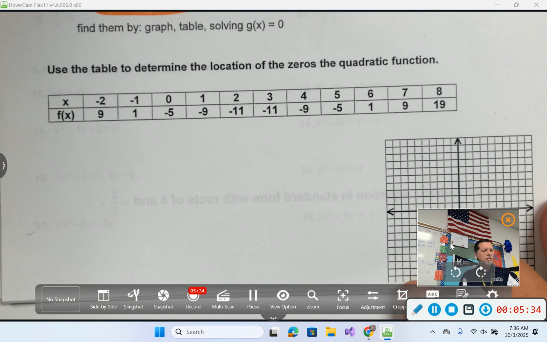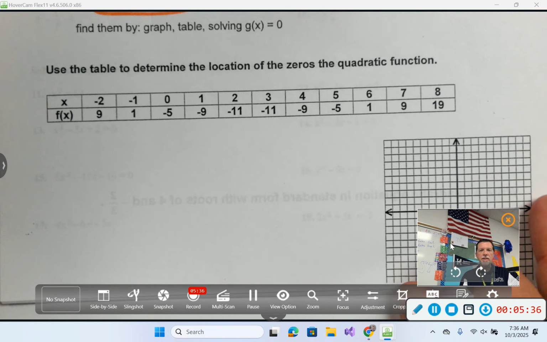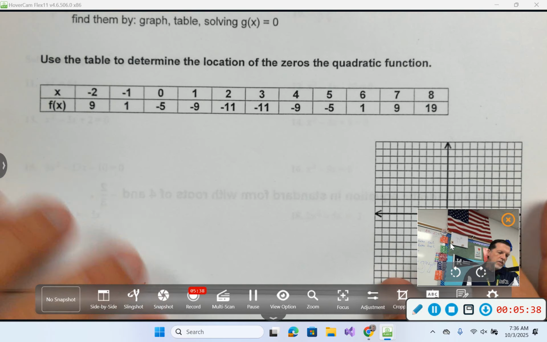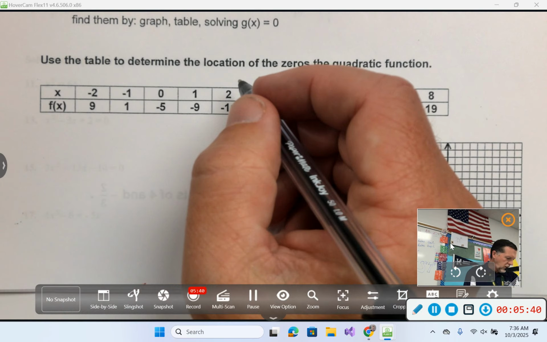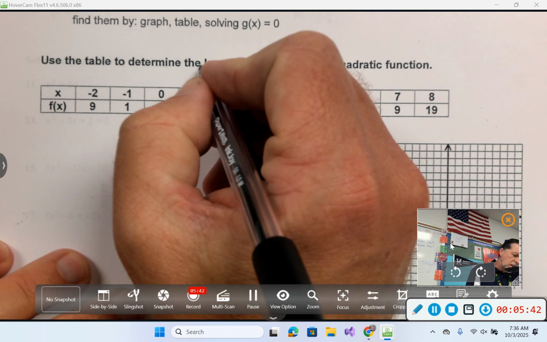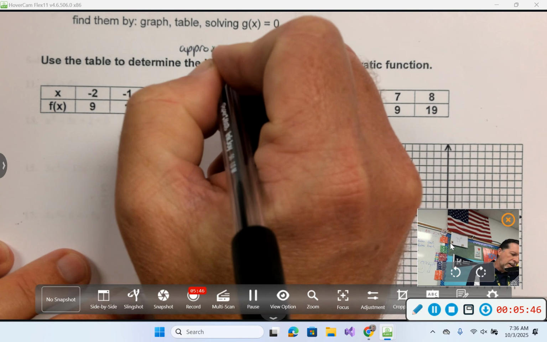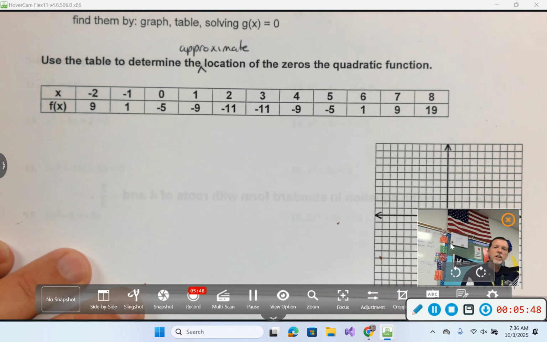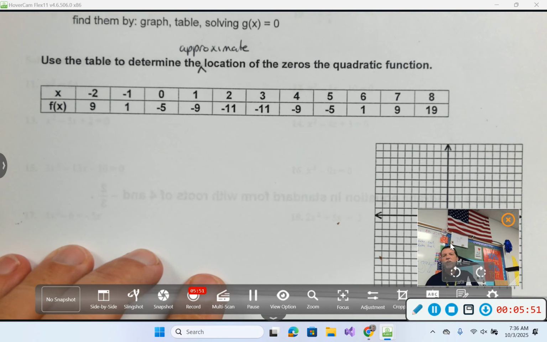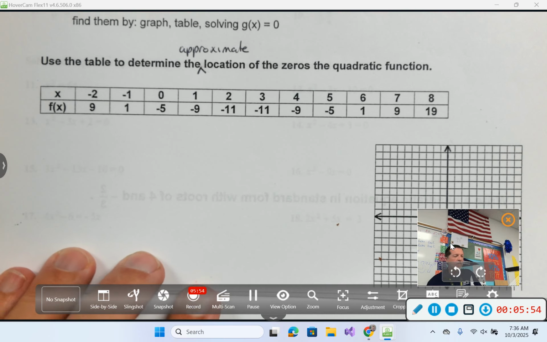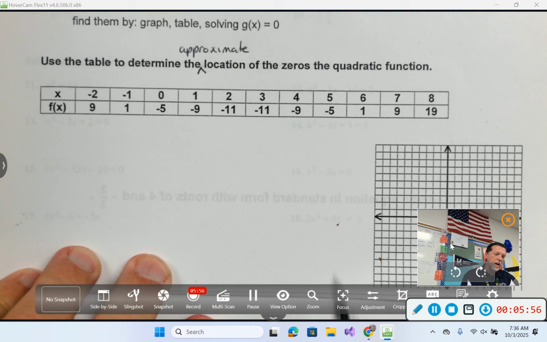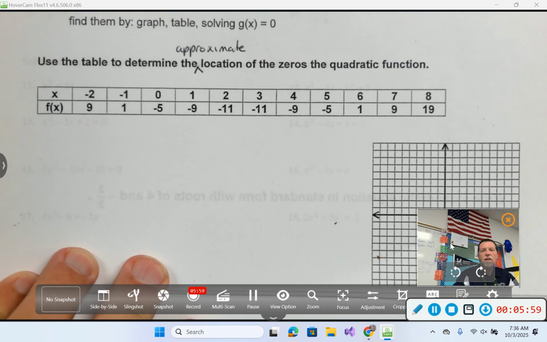This next question is new, but if we read it and think about it, it's not hard. Use the table to determine the location. I need to add something in there. I think we need to add approximate: use the table to determine the approximate location of the zeros of... This is now a new quadratic function, so we're stopped with that one that we did everything with.